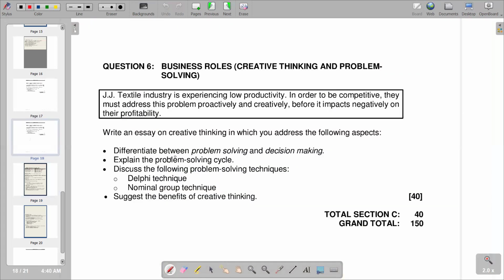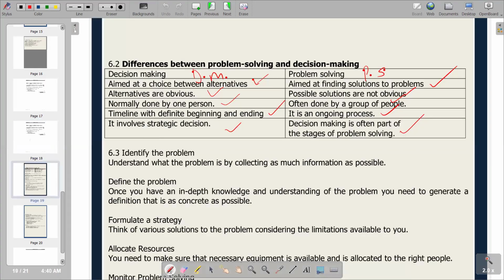Explain the problem solving cycle. So what is the cycle that we should follow in the problem solving process? Firstly, you have to identify the problem. Understand what the problem is by collecting as much information as possible. That is the first one. Second one, defining the problem. Once you have in-depth knowledge and understanding of the problem, you need to generate a definition that is as concrete as possible.